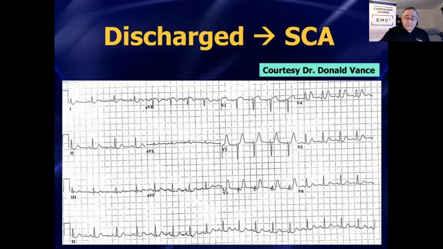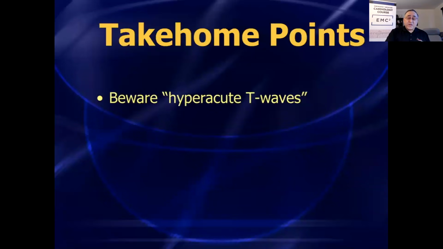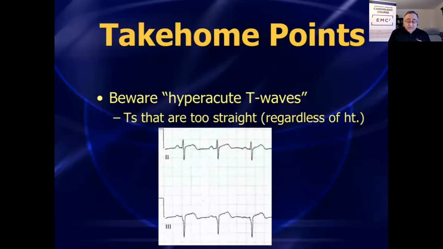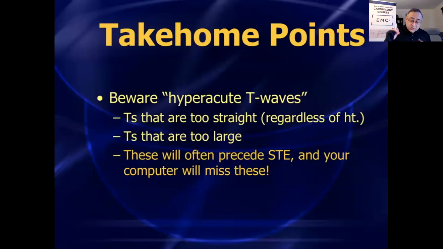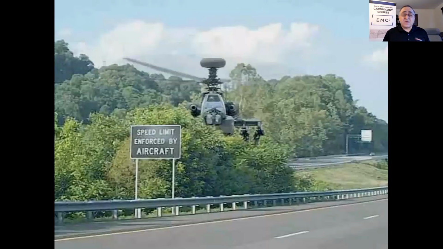Please be on the lookout for these hyperacute T waves. When you see these hyperacute T waves, either T waves that are too straight or T waves that are too large compared to the QRS, what do you do? You just get a repeat EKG in a little while. And remember that hyperacute T wave changes will precede the ST segment elevation. And if you start looking for those, you're really going to start nailing some of your diagnoses and picking up STEMIs before the STE actually ends up happening.